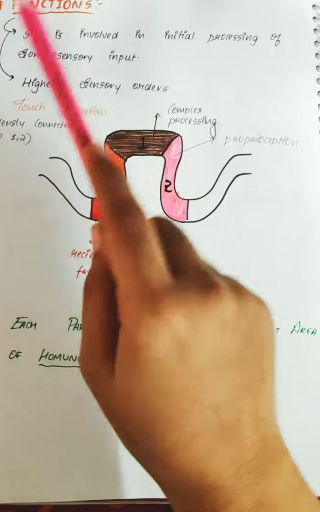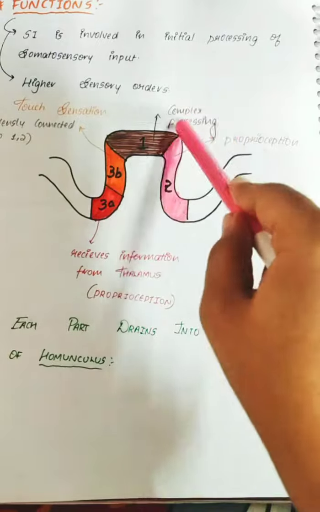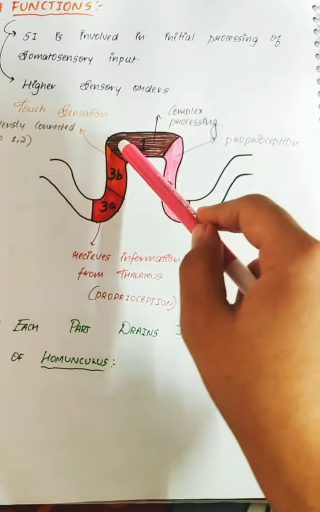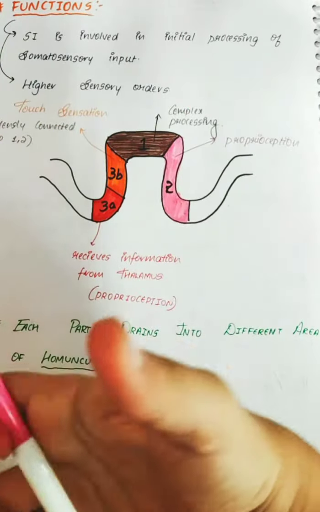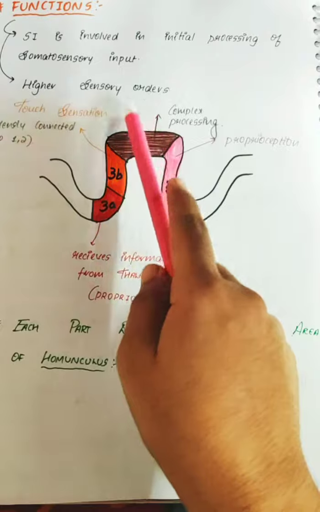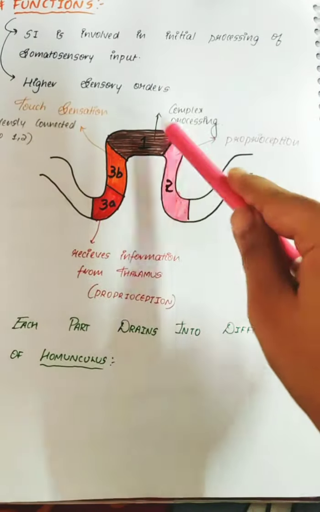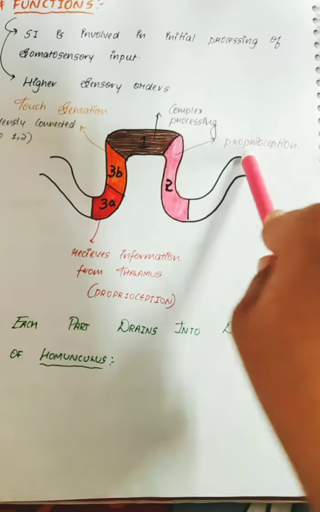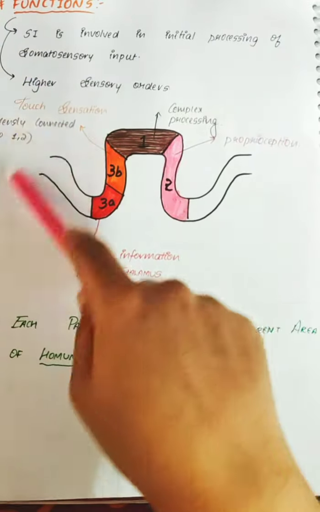3B is mainly for the touch sensation. It is densely connected to 1 and 2. Then comes area number 1. Area number 1 is mainly involved in complex processes. If there are complex reactions you have to remember, that is when area number 1 comes into play. Area number 2 is mainly for proprioception. As I have said, proprioception is the ability to identify the object in space.